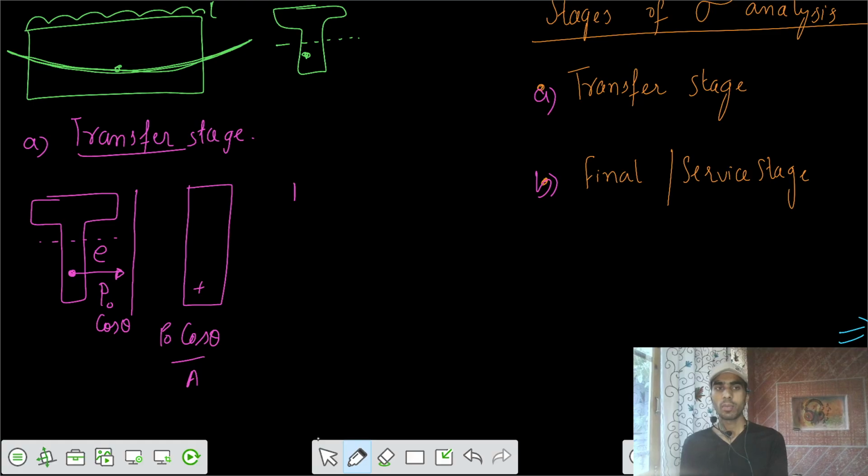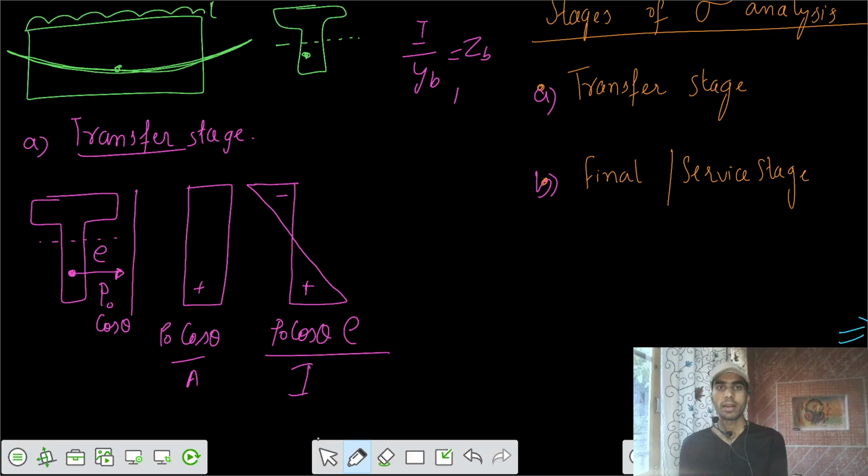And one more is there: because of the hogging P e, we have top tensile, bottom compressive. This is your P naught cos theta e, divided by I by y bottom, which we write as z bottom, and I by y top, which we write as z top. That is the section modulus of the top side and the section modulus of the bottom side. I is the moment of inertia about the neutral axis, divided by the extreme fiber distance from the neutral axis, for the top side, that's y top.